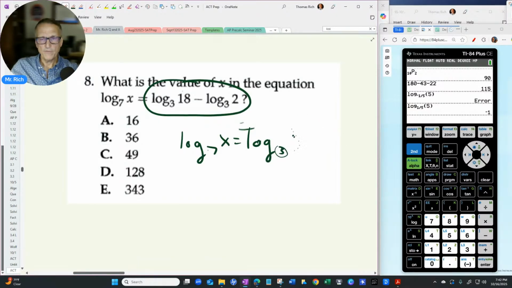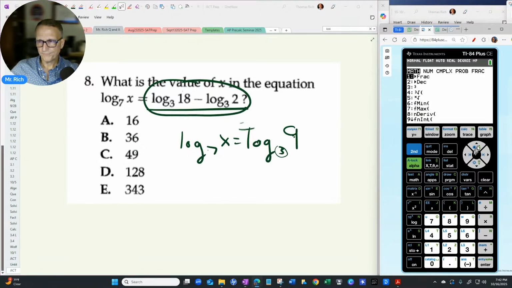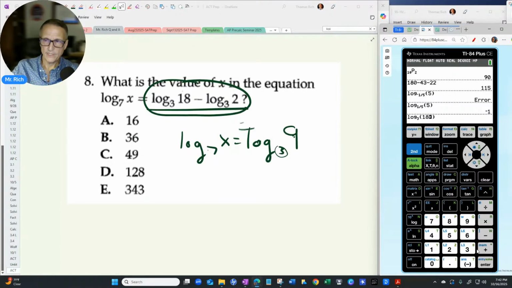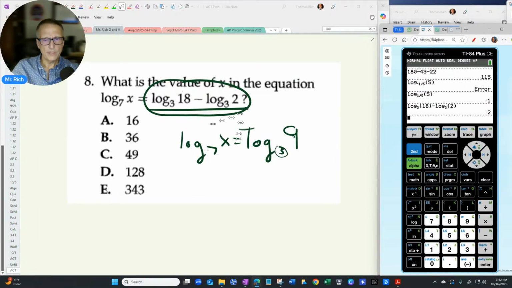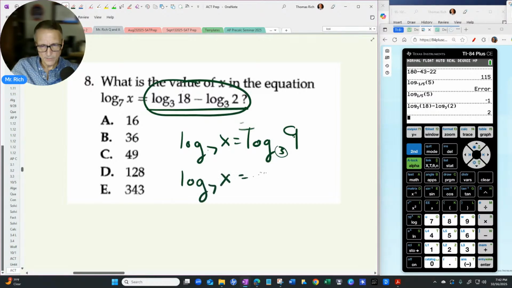But again, if you got yourself to that point, or even if you didn't know that you're supposed to condense that, you could use that log base. You could come up here and say, okay, fine, log base 3 of 18 minus, and then call up the log base again. And we'll do log base 3, once again, of 2. Hit enter, we get an answer of 2. So now the equation is log base 7 of x is equal to 2.